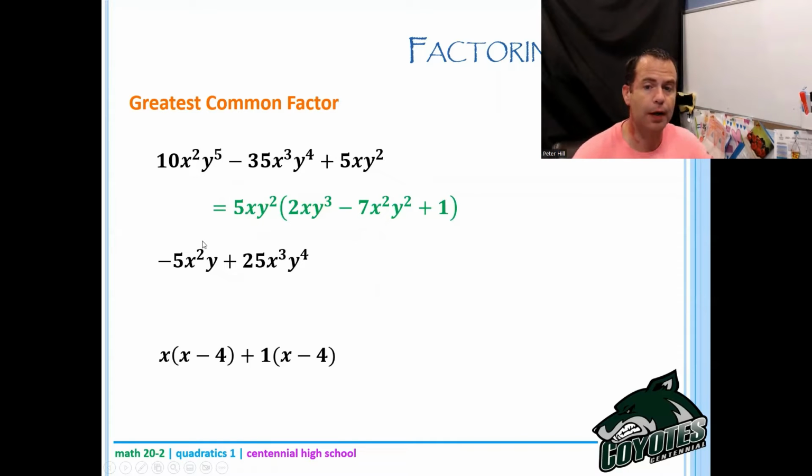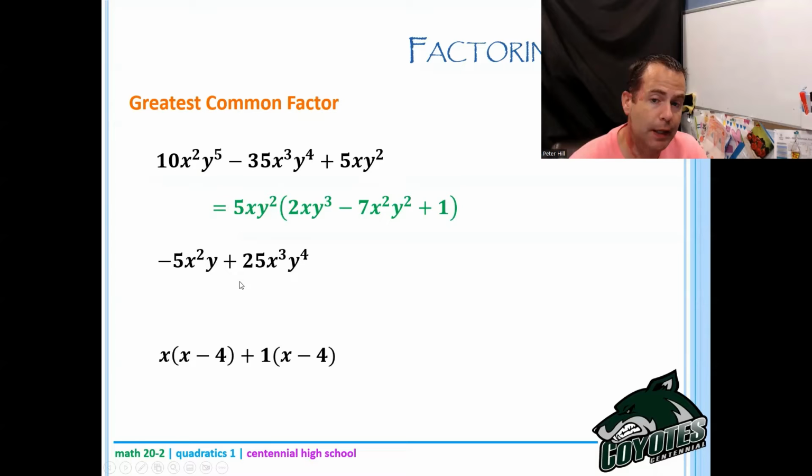Negative 5x squared y plus 25x cubed y to the 4. Now, if the front term is negative, you should always take the negative out. So my greatest common factor is going to be negative. I'm going to take out a negative 5. 5 and 25 both have a common factor of 5. X squared and x cubed, I can take out an x squared. And then y and y to the 4, there's one y that's common. So my greatest common factor is negative 5 x squared y.